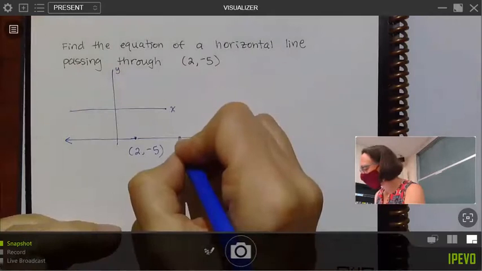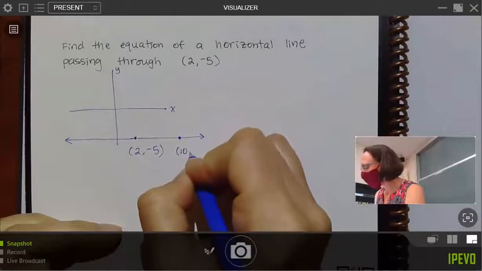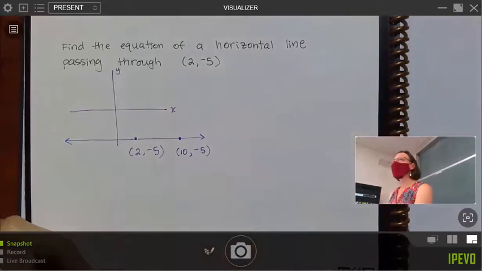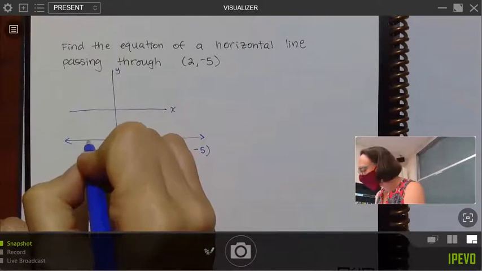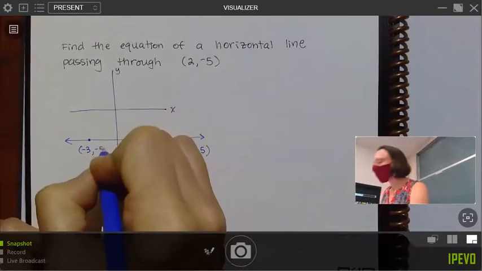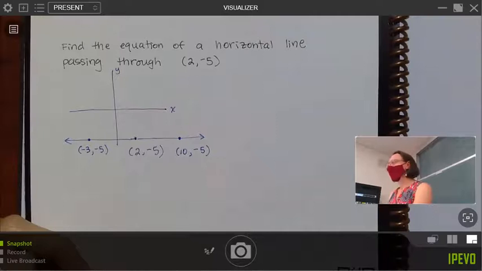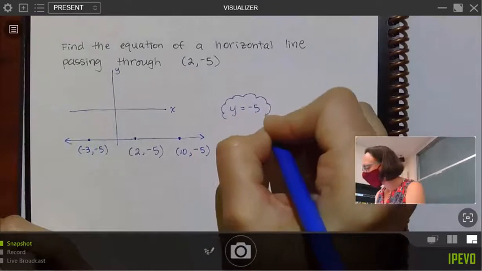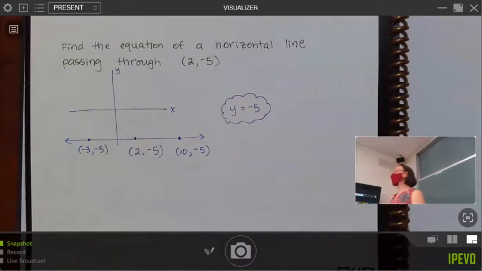If I came over here and told you that the X value was 10, what's the Y value? Totally. If I came over here and told you that the X value was -3, what's the Y value? Totally. So the equation of this line is just Y equals -5. Because it has no dependence on X. It doesn't matter what the X value is. Y is always -5.